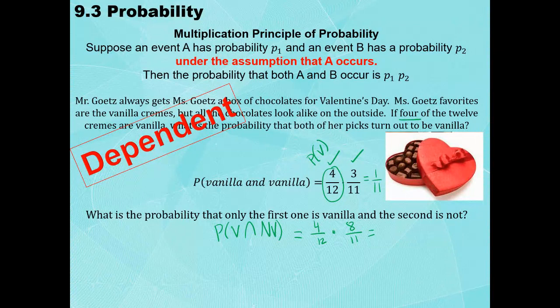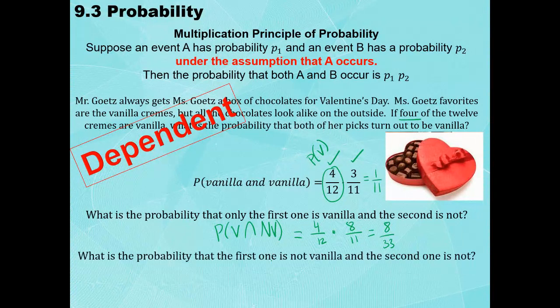Yeah, I second guessed myself there for a second. This, well, I've got, what is this? 1/3 times... 8 over 33. That's a larger chance of happening than of me getting 2 vanillas.